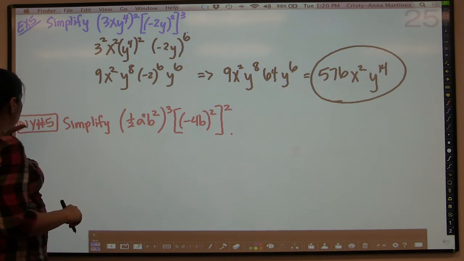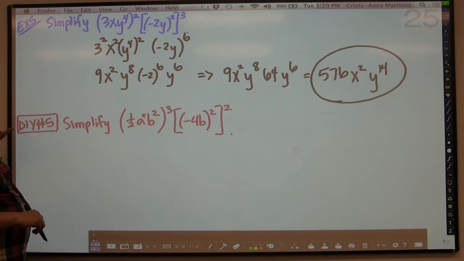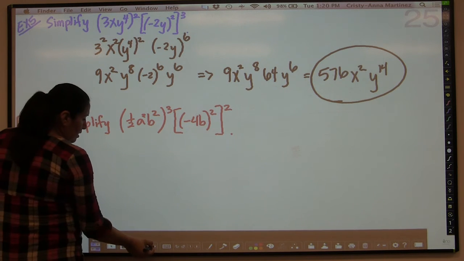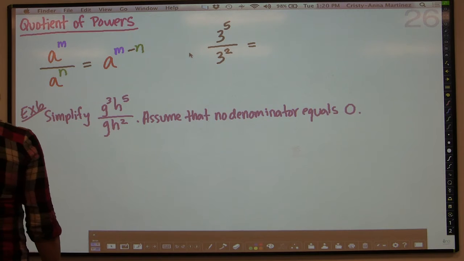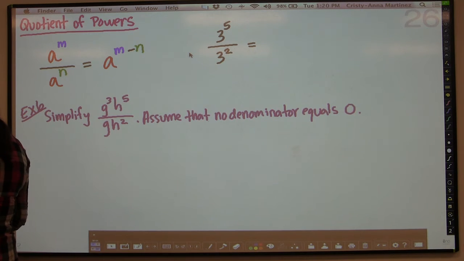So now if you can do this do-it-yourself number 5, we will move on to the division properties of exponents, and that's basically 7.2.